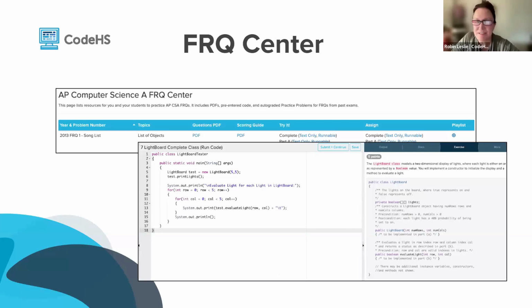I was going to say, we do have some questions. We had one person ask where the students would get to the question of the day, and then someone else asked where they would find the FRQ Center. Can you direct them to the question of the day? Do you know where that is? Yeah, on the left-hand side in the navigation.